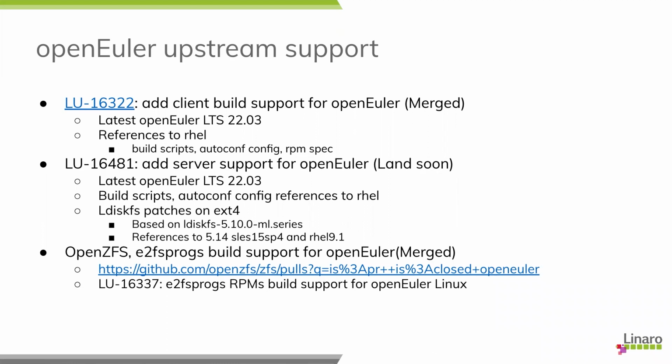and in the patch we reference the RHEL because openEuler uses the same package manager tool, DNF, which makes openEuler somewhat like the RHEL Linux family. For example, for the build scripts and autoconfigure and the RPM spec, we also reference the RHEL family Linux.